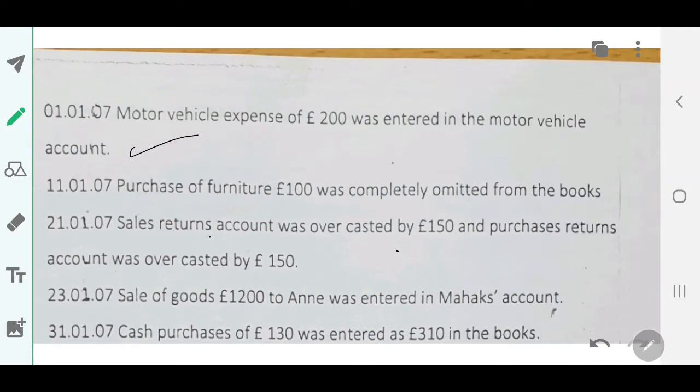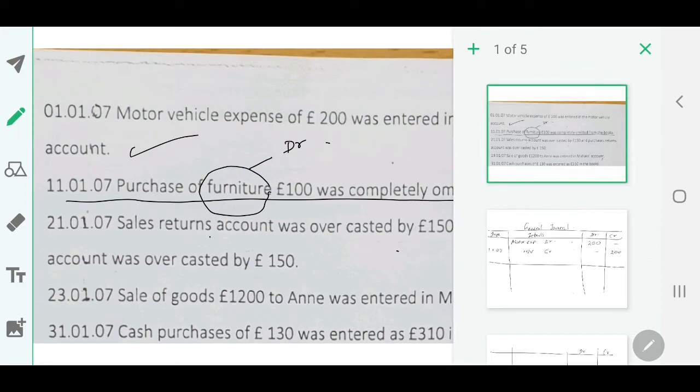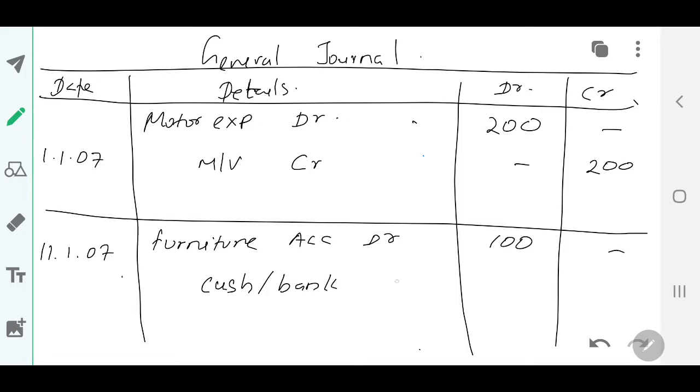On 11th, purchase of office furniture, 100, was completely omitted from the books. What did you purchase? You purchased furniture. Therefore, furniture account debit. And maybe the payment is through cash or bank, so cash or bank credit. This occurred on 11th of Jan 2007. You debit the furniture account by 100 and credit the cash or bank account by 100.